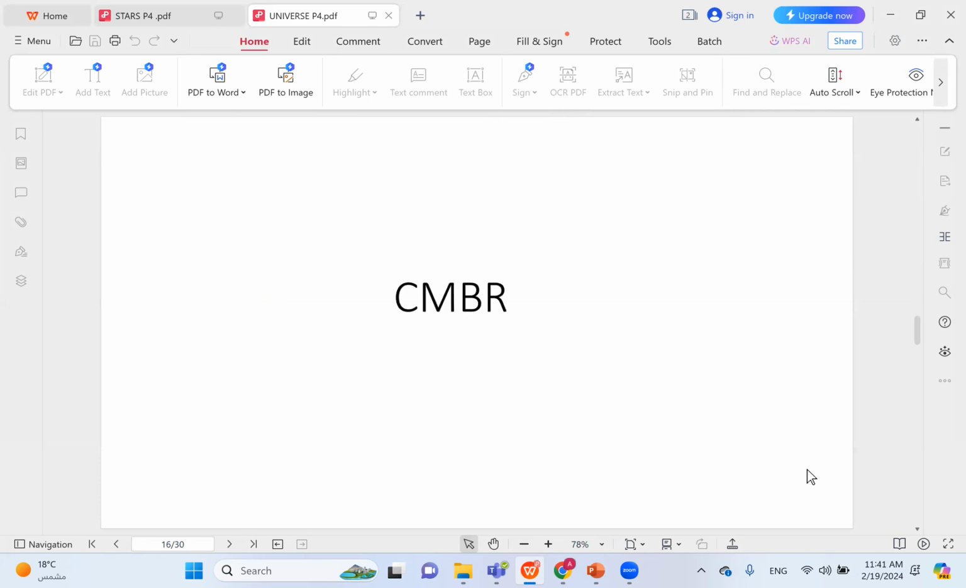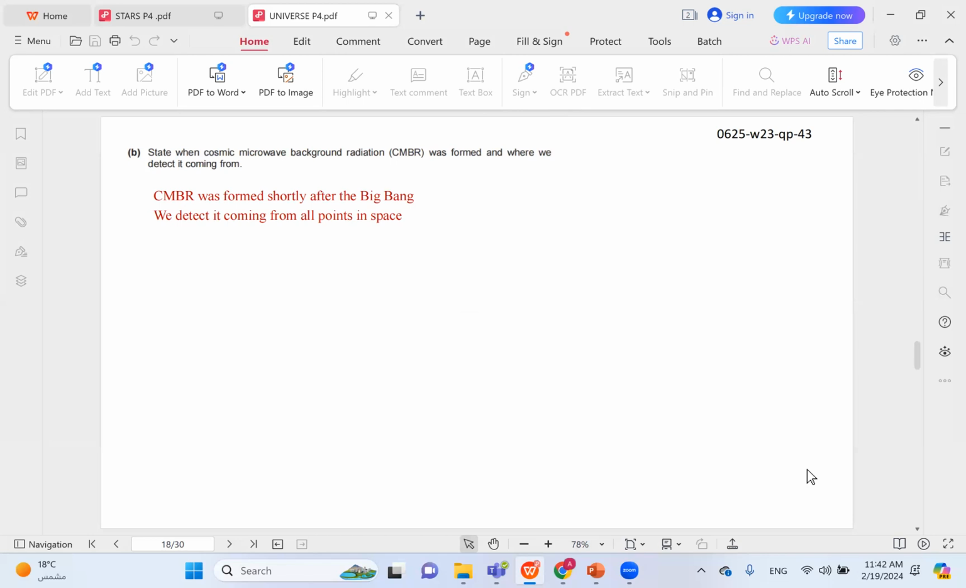Next, we move on to another piece of evidence for the Big Bang Theory, which is CMBR, cosmic microwave background radiation. State when cosmic microwave background radiation was formed and where we detect it coming from. So when was it formed? It is theorized that CMBR, or microwave background radiation, was formed at the beginning of the universe, right after the Big Bang. And where do we detect it coming from? We detect it coming from virtually everywhere, from all points in space.